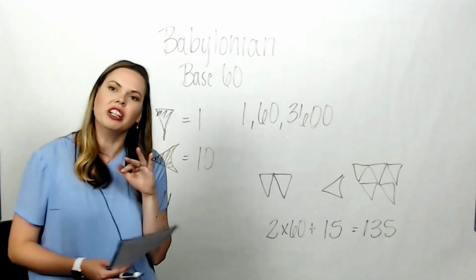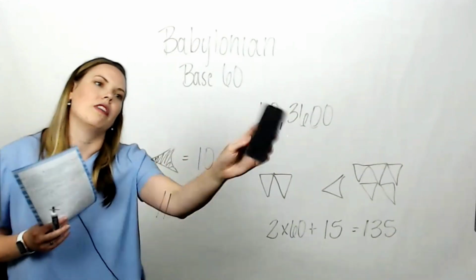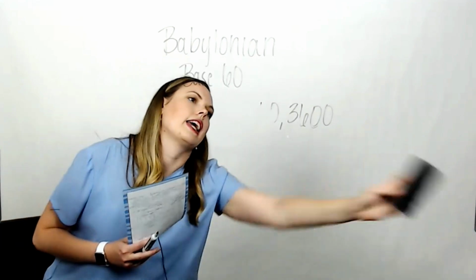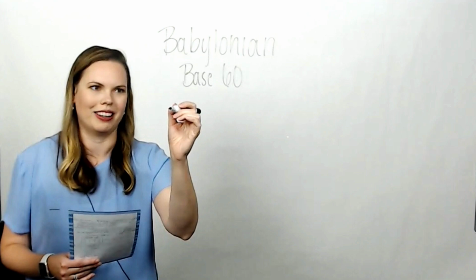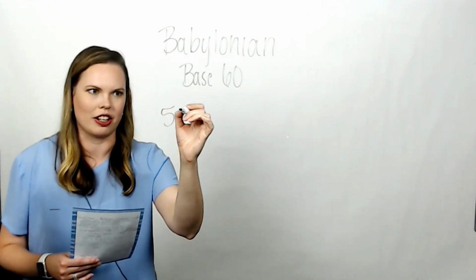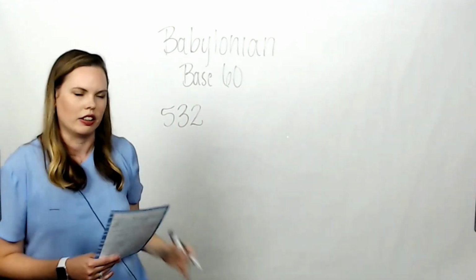Let's do it in reverse. Let's represent one of our base 10 numerals in Babylonian. Okay, get kind of big. Let's do 532. All right.